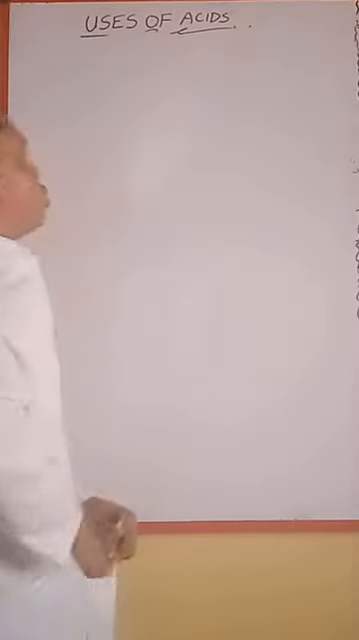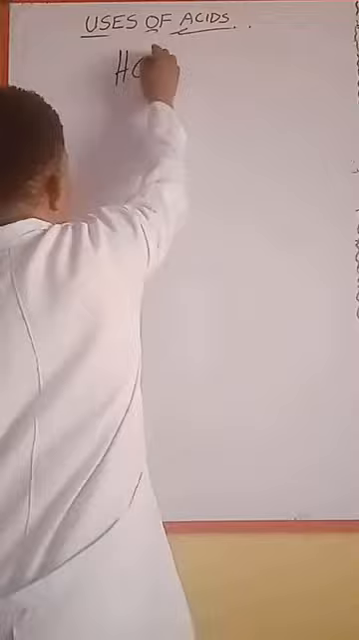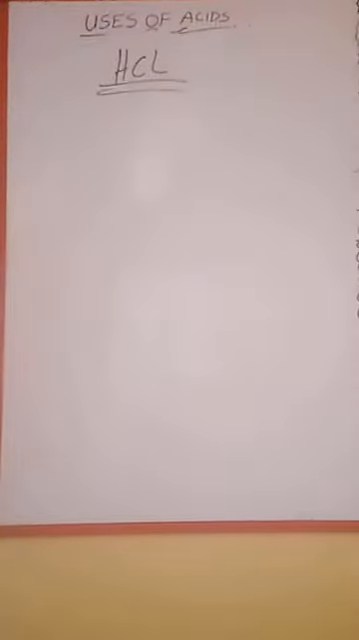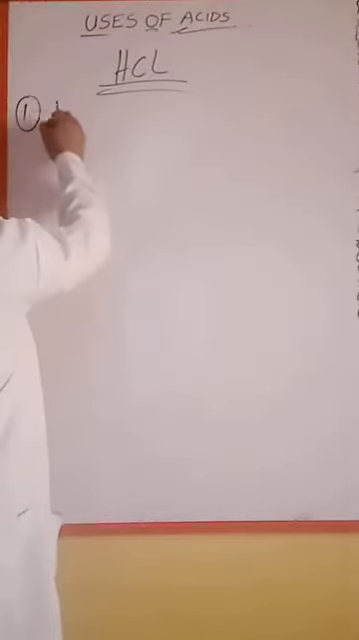Let's start from the first one. Let's talk about the uses of HCl. What is this acid used for? Number one, HCl or hydrochloric acid is used to remove rust.